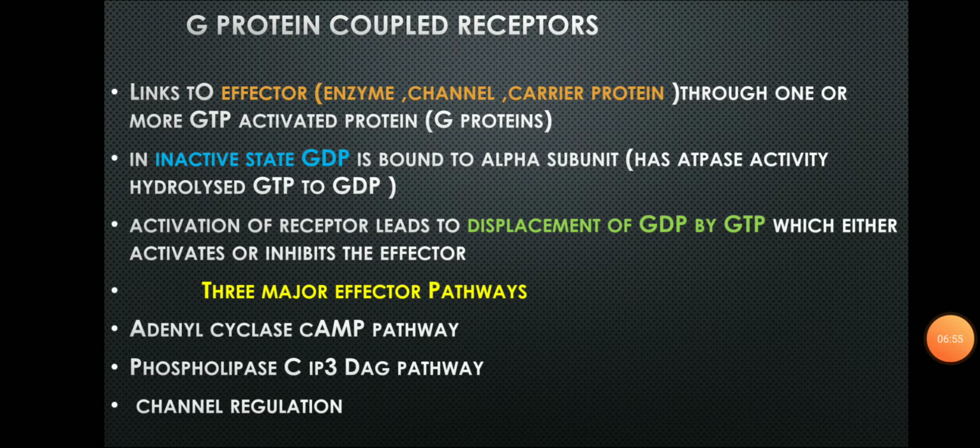So the receptor here is attached to these effectors, which can be an enzyme, channel, or carrier protein. Now how is the receptor connected to these? By G proteins. So G proteins here are acting as intermediators. Okay, so it is just linking. G proteins, what are they? They are GTP activated proteins. What they are doing here is linking the receptors to the effectors.